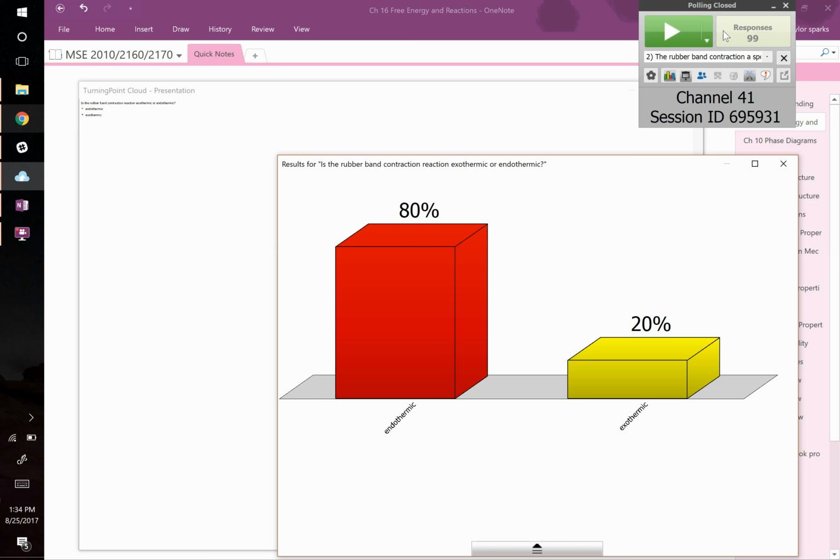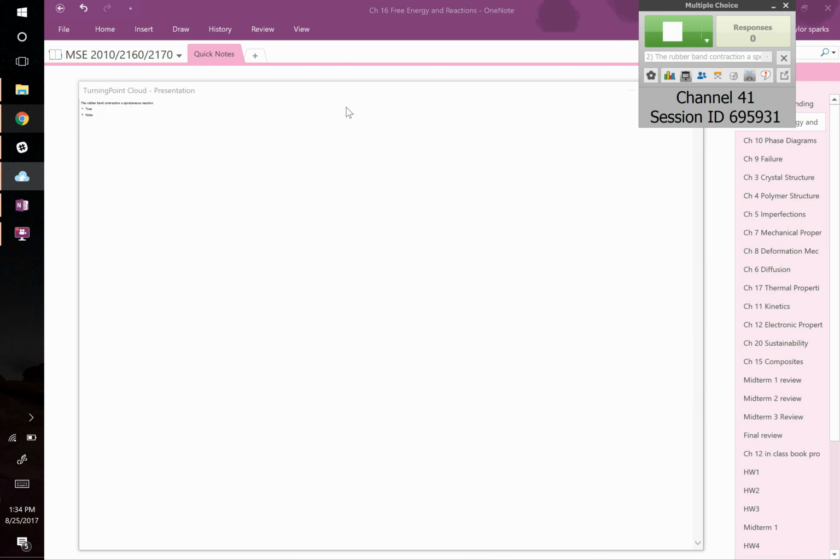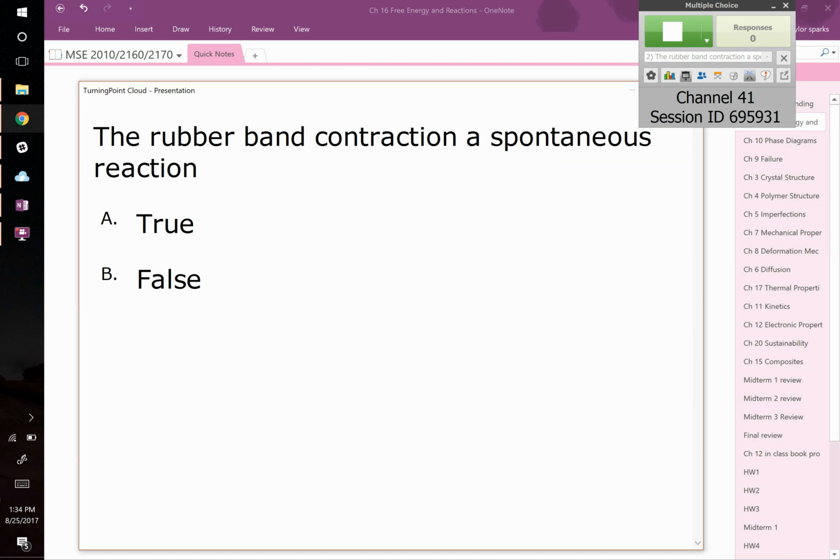Let's ask another question. Is it spontaneous, true or false? Again, these aren't worth points today, so don't worry about it. It's clearly spontaneous. You stretch the rubber band, it will snap back shut automatically, right?